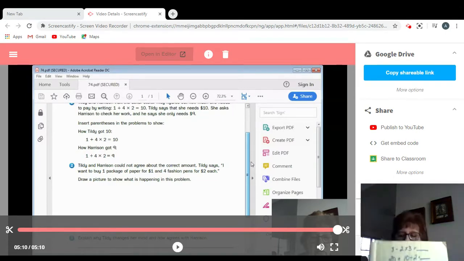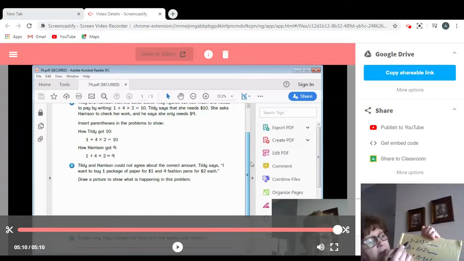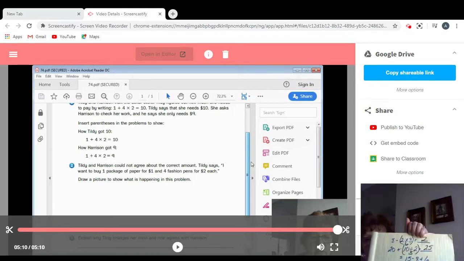So let's do a few more of these. All right. So we have 8 minus 2 times 3. What am I going to do first? Multiply or divide. So I'm going to do 2 times 3 is 6. 8 minus 6 is 2. 20 plus 10 divided by 2. What am I going to do first? Multiply or divide. So 10 divided by 2 would be 5. So 20 plus 5 is 25.